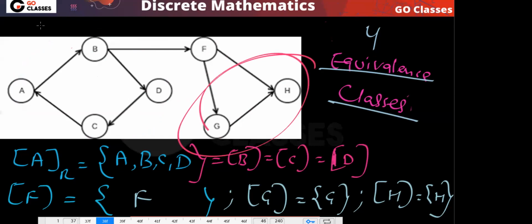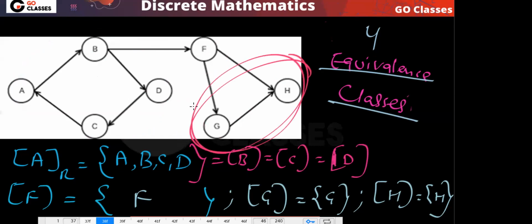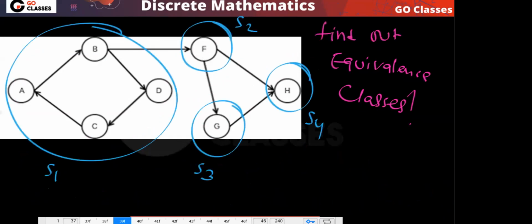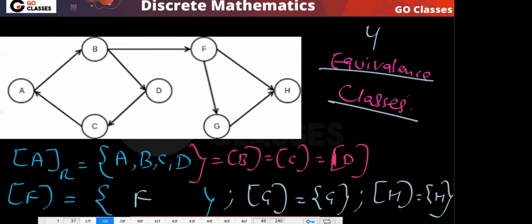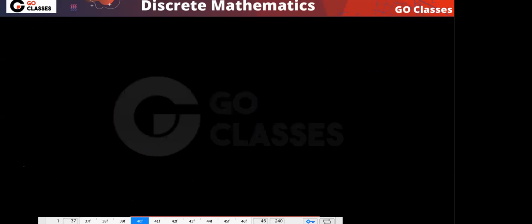Tell me, is this a strongly connected component? No, because G comma H are not strongly connected. There is a path from G to H, but there is no path from H to G. So this is not a strongly connected component. So remember, every equivalence class of this strongly connected relation is basically a strongly connected component, as we have already seen. Now you can easily find out strongly connected components.